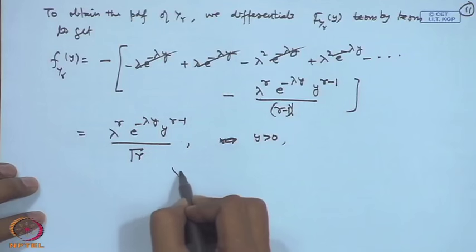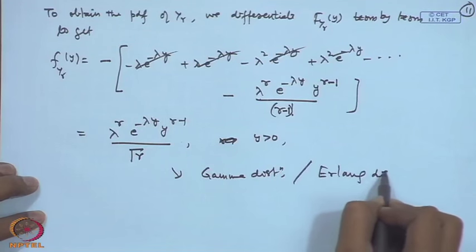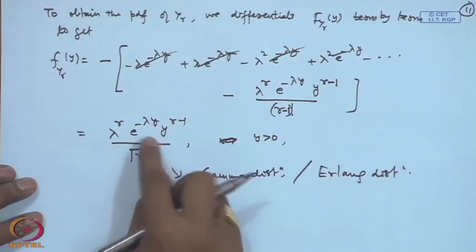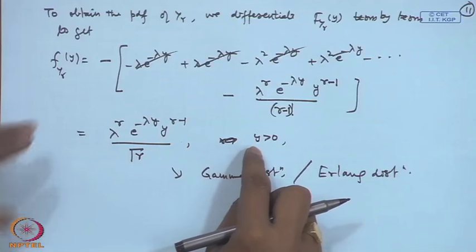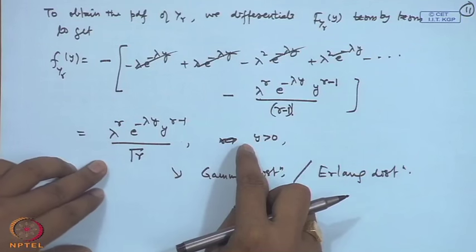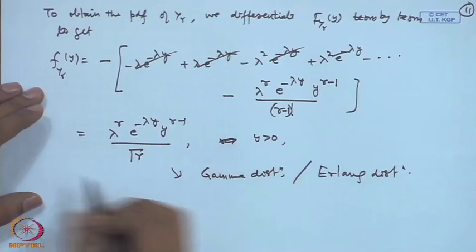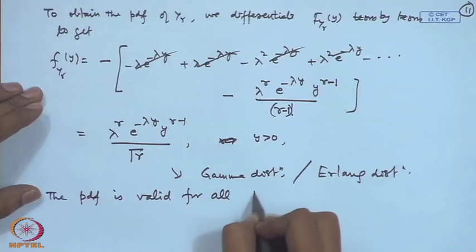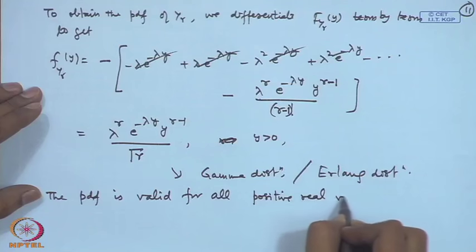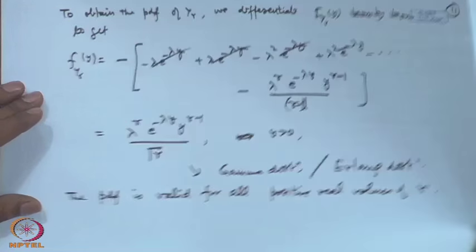Now, this is also called the gamma distribution or Erlang's distribution. After this distribution was derived, later on it was realized that this distribution is valid for any positive real number r. In the derivation, I have made use of the fact that r is a positive integer, but even if r is a positive real, this distribution will be valid, the integral will become 1, because it is actually simply giving us a gamma function if I integrate from 0 to infinity. The PDF is valid for all positive real values of r.